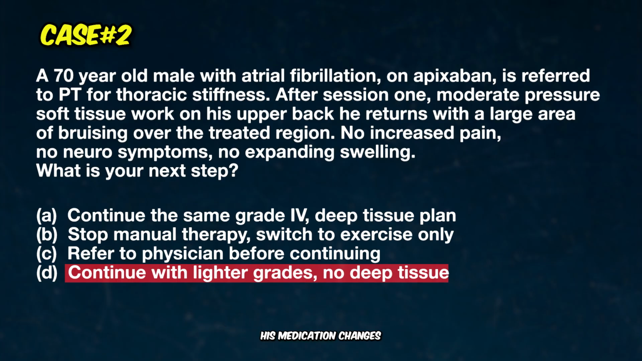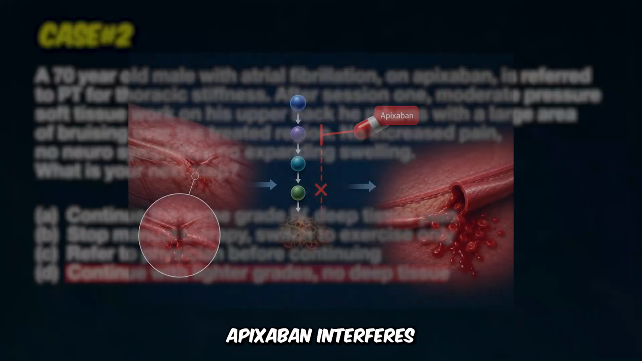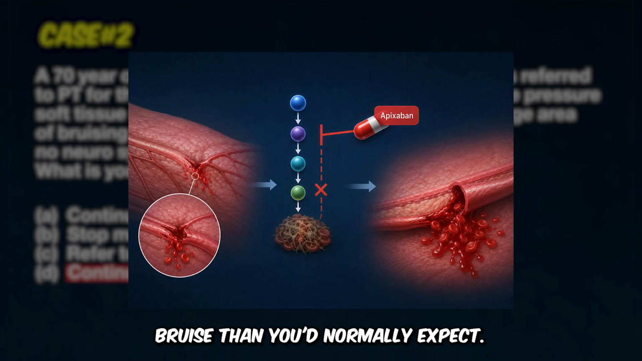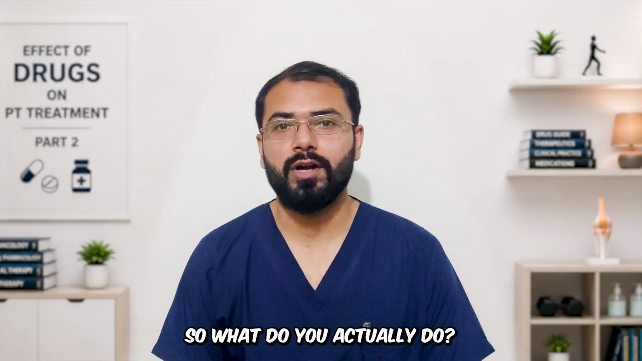Let me explain why. His medication changes how his body responds to mechanical pressure, not whether he can be treated hands-on at all. Apixaban interferes with the clotting cascade, so his body can't quickly seal off the small capillary damage that routine soft tissue work naturally causes. That is exactly why even moderate pressure showed up as a bigger bruise than you'd normally expect. So, what do you actually do?